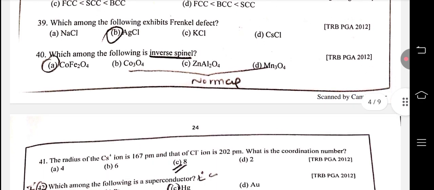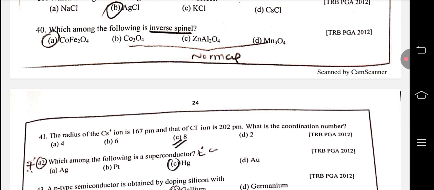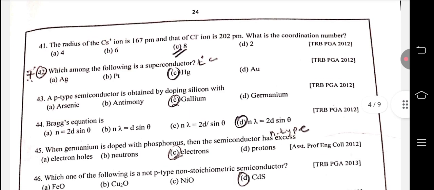39. Which of the following is a Frenkel defect? Silver chloride. Sodium chloride, Schottky defect. Which among the following is an inverse spinel? A is an inverse spinel. B, C, D all are normal spinel. The radius of the cesium and chlorine.